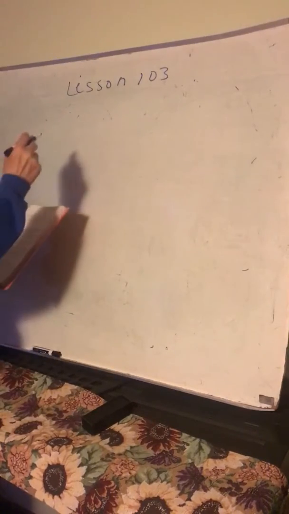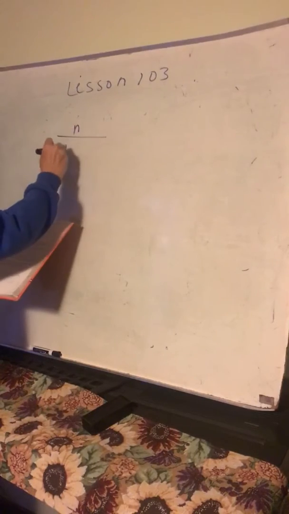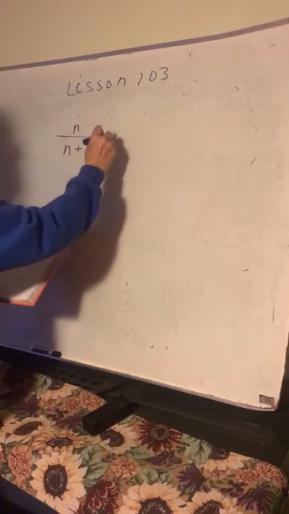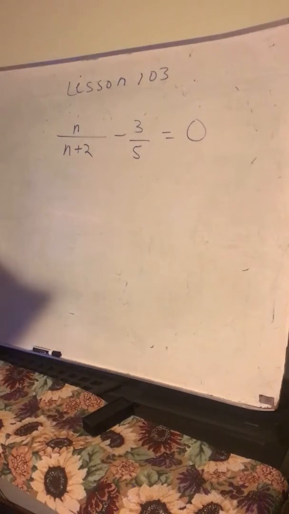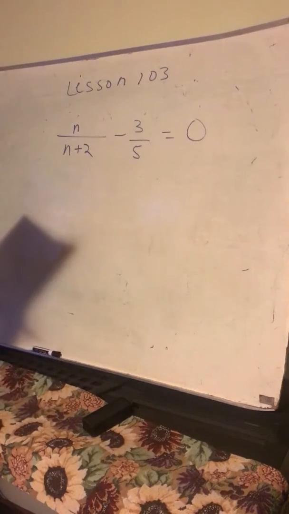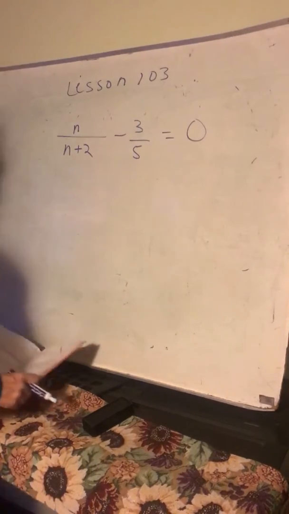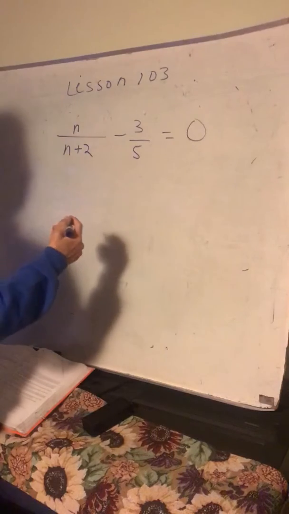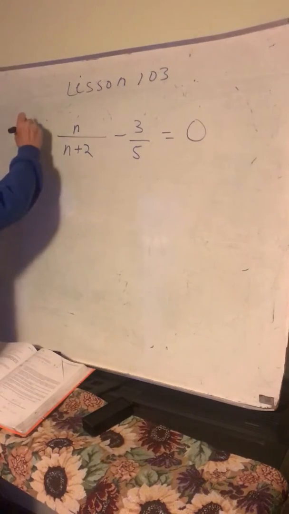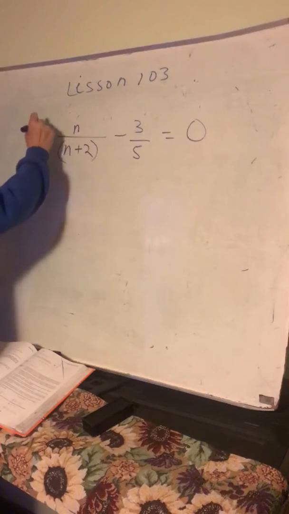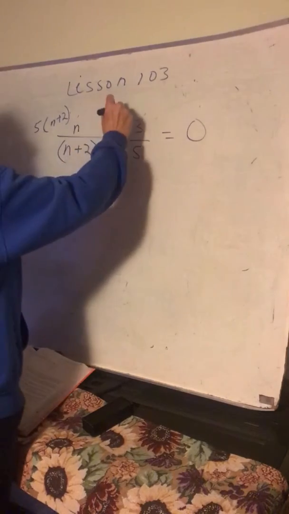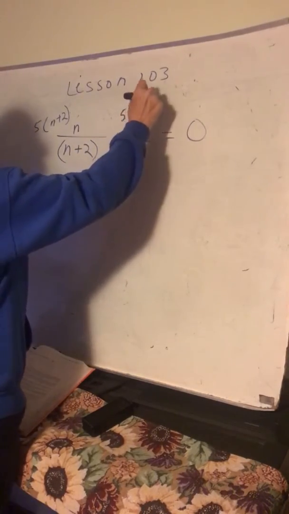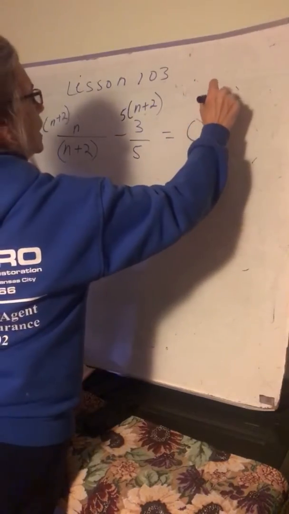This one is n over n plus 2 minus 3/5 equals 0. So what is the LCM of these denominators? The common denominator that will go into both of them is going to have to be the whole thing. It's going to be 5(n plus 2). Put that in parentheses. That represents one number there. 5(n plus 2), and this one is 5(n plus 2).